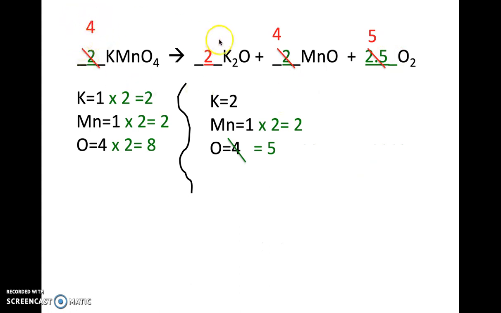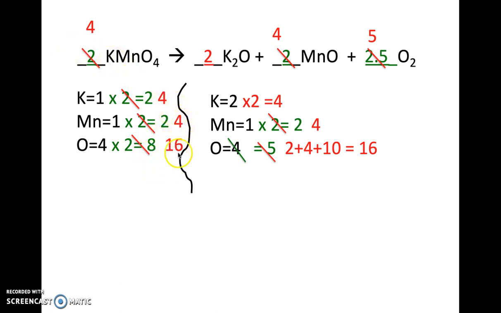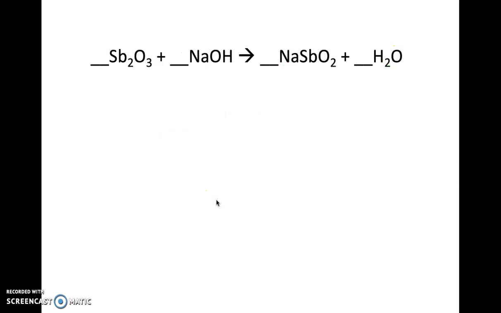See, I doubled this to a 4. I doubled that to a 2. I doubled that to a 4. And then that allows me to get 5 here. Okay, so if I recount now, I've got 4 Ks, 4 Mns, and 16 Os. 4 Ks, 4 Mns, and 2 plus 4 is 6, plus 10 is 16. So now I've got them all balanced.